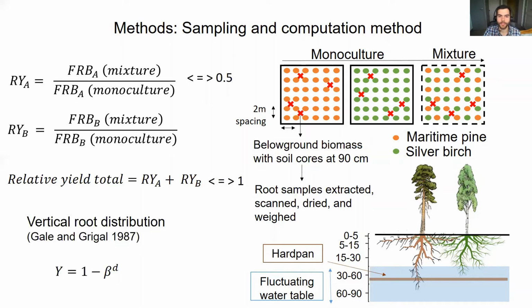In order to assess vertical distributions, we chose to work with the beta parameter from Gale and Grigal 1987, which was determined by nonlinear regression for each entire soil column. The beta parameter gives values that range between 0 and 1. Values that are close to 0 indicate a shallower fine root distribution, while values closer to 1 indicate a deeper fine root distribution.